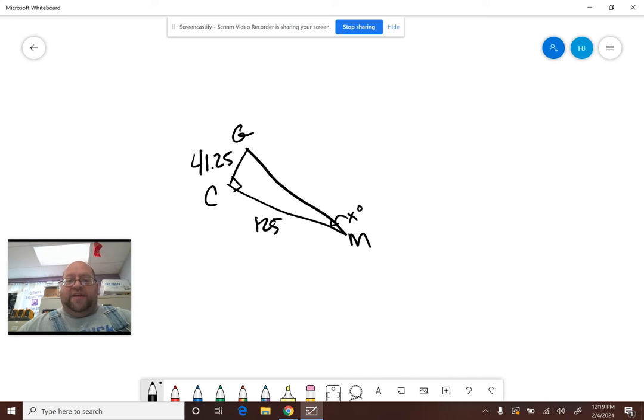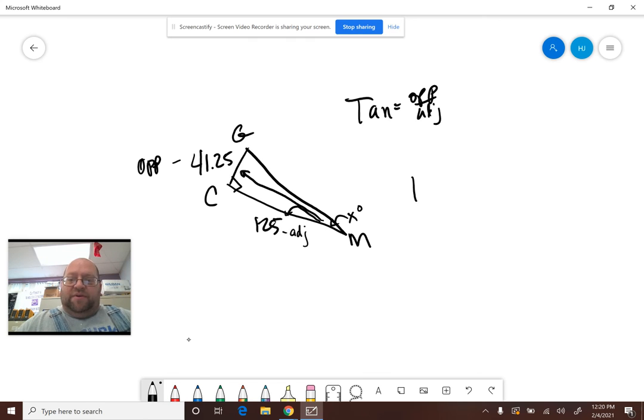And so again, I'm thinking about my trig functions and what I really have. So you notice that this 41.25 is in fact opposite. And this 125, it either has to be adjacent or hypotenuse, but my hypotenuse is actually this long one that is across from my right angle. So that means this has to be adjacent. Now, this is a little quiz: what trig function does not use the hypotenuse? There's only one of them. It's tangent, right? Tangent is opposite over adjacent.